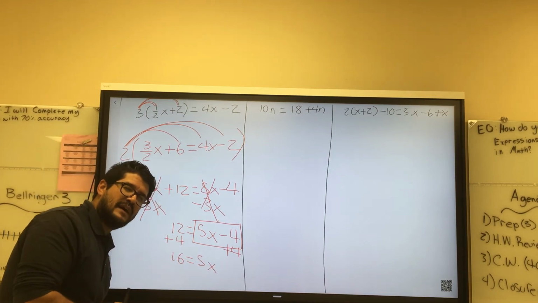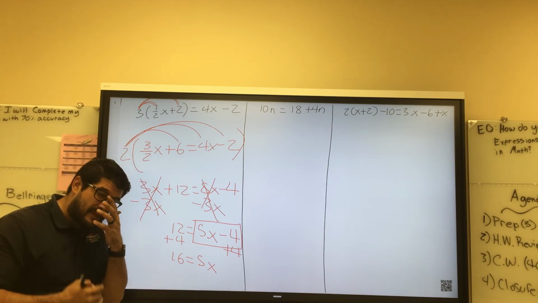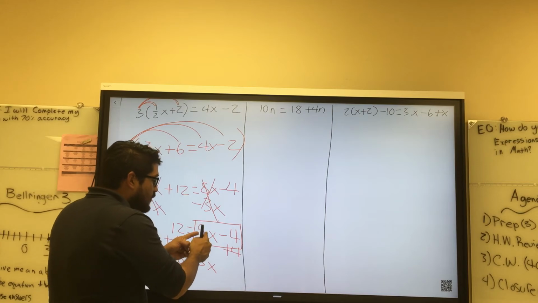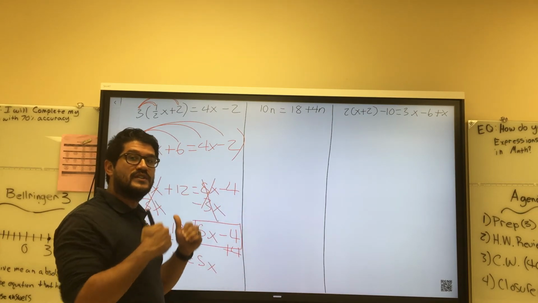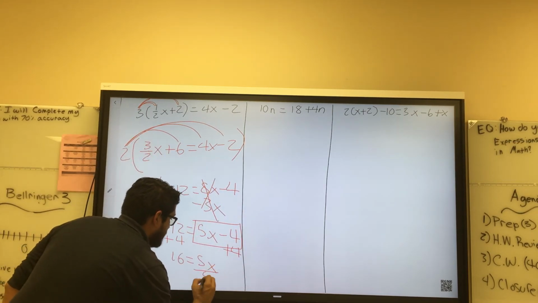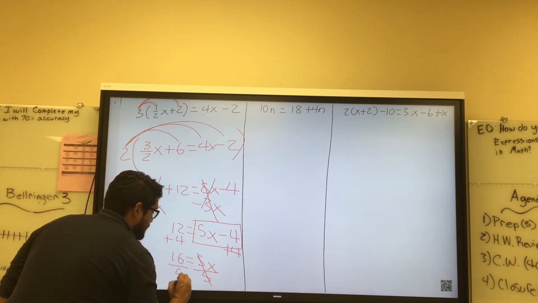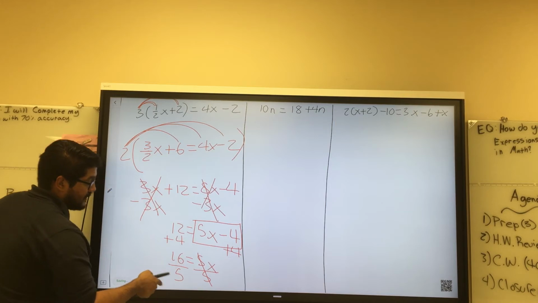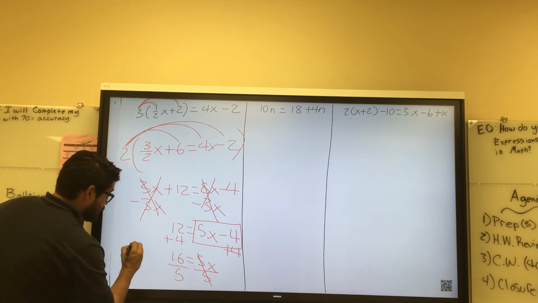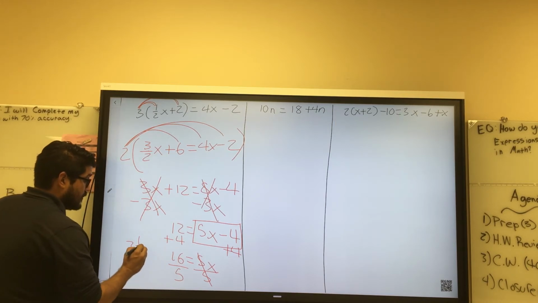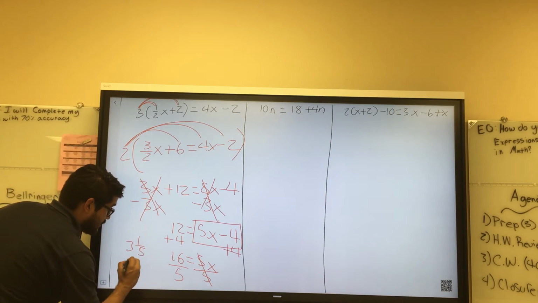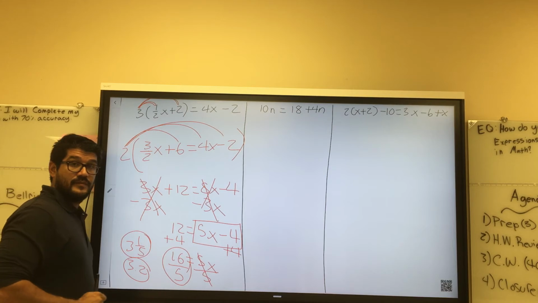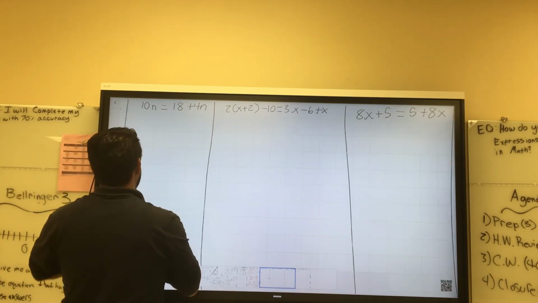How do we leave the 5 by itself? We do the opposite of what is happening to the x. Here it was subtracting by 4, so we added by 4. Here it's multiplying with 5, so we are going to divide it by 5. Divide by 5, divide by 5, 16 over 5. You could leave it like that. You could simplify it to 3 1/5, or you could write it in the calculator and you'll get 3.2. Right answer, right answer, right answer. All right? Now we're going to this one here.